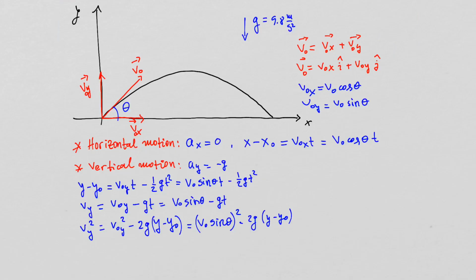One other important point to make: at the highest point of the parabola, or the trajectory, right here, the velocity v has only an x component.